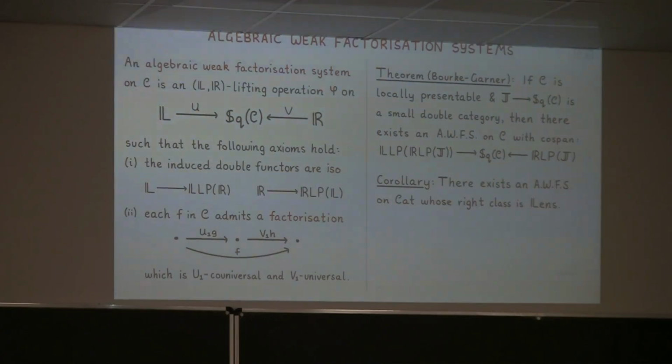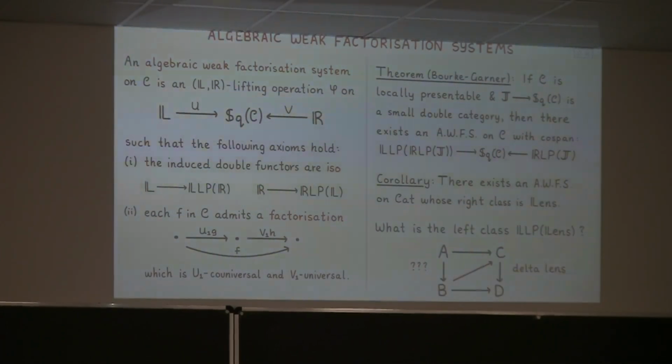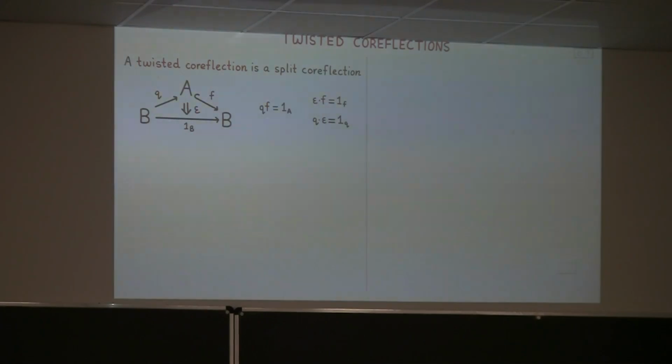Okay, we've shown that there exists an algebraic factorization system with right class delta lenses, but somehow this would not be very satisfying because we don't know what the left class of this factorization system is, and we also don't know how to factorize any functor into something followed by a delta lens. So what I want to do now is tell you exactly what the left class is and how to do the factorization and so on. So the left class is what I'm going to call twisted coreflections. Okay? What is a twisted coreflection?